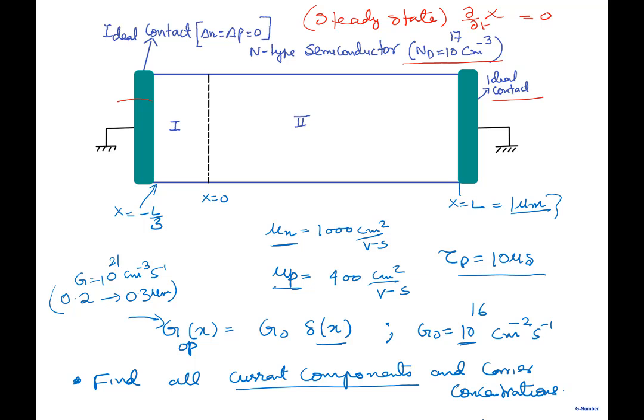The other one is an ideal contact is always in equilibrium, which means that there cannot be an excess electron or hole density. That's an ideal contact, which means anything which reaches that ideal contact is immediately collected. It's like an ideal sink. It's an ideal source as well as ideal sink. Right? So in that sense, there is no excess electron and hole density at the contact. Delta N equal to 0, delta P equal to 0 at both sides here. Right?